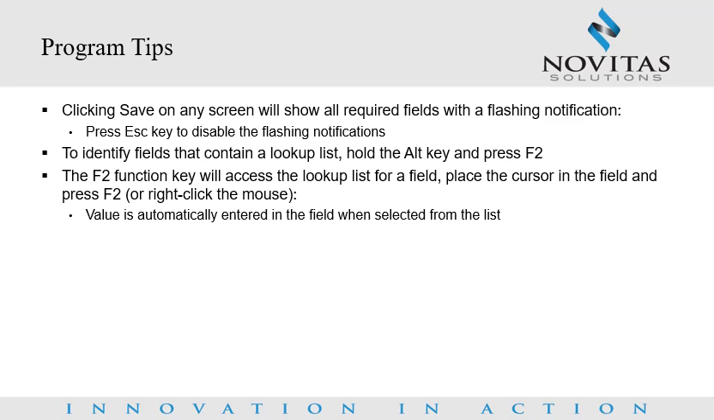Also, to identify fields that contain a lookup list, hold the Alt key and press F2. And last, to view the lookup list, press the F2 function key when the cursor is in the field, or right-click the mouse over the field. When an item from the list is selected, its value is automatically entered in the field.